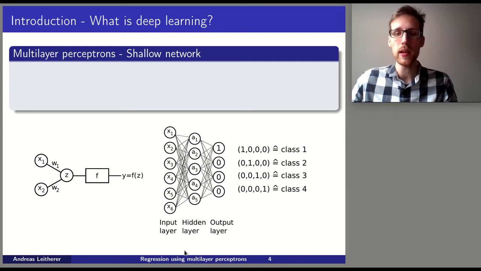And we can extend this simple model to multi-layer perceptrons, where you now have several neurons here, which is now called a hidden layer. You have input, 6 neurons, output, 4 neurons. In this case, just an example could be 4 different classes represented by these vectors.